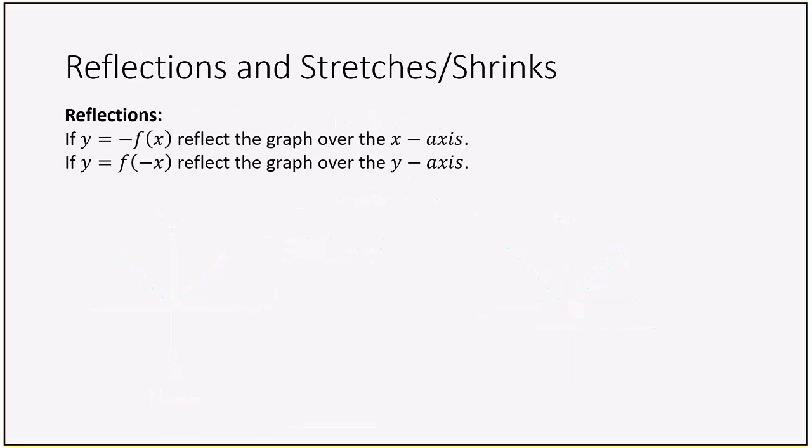Now, some other transformations we can talk about are reflections and stretches and shrinks. As far as reflections go, it's always going to be that we're multiplying by a negative. And again, it's kind of this inside-outside type of thing. If I'm multiplying by a negative on the outside of my entire function, that means I'm flipping it over the x-axis, which means I am flipping it vertically. It's kind of almost backwards to think about it. But the x-axis is a horizontal line, so if you're flipping over that, you're doing a vertical flip.